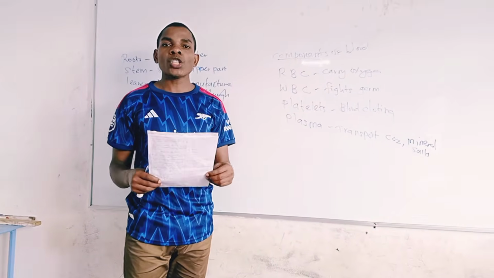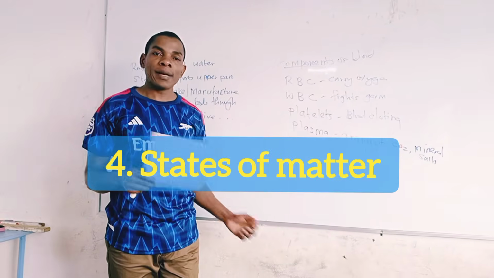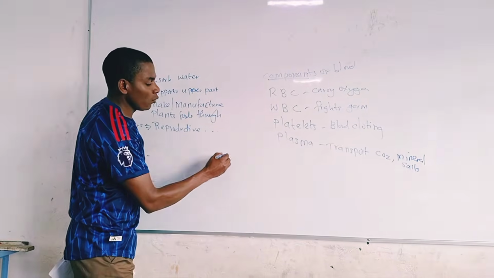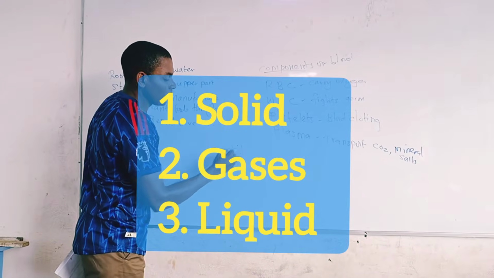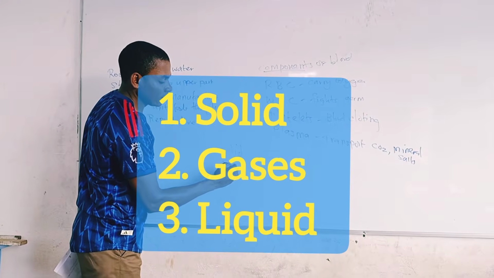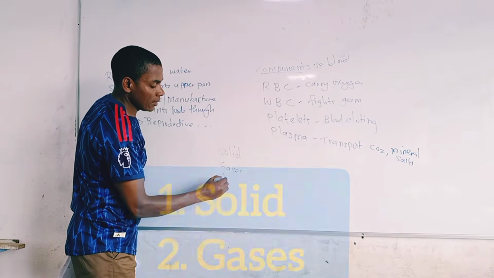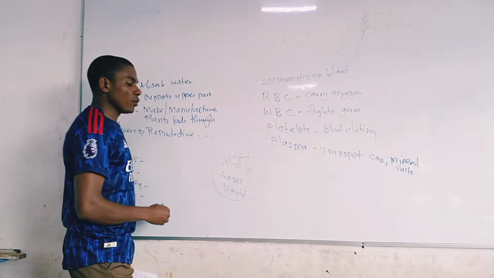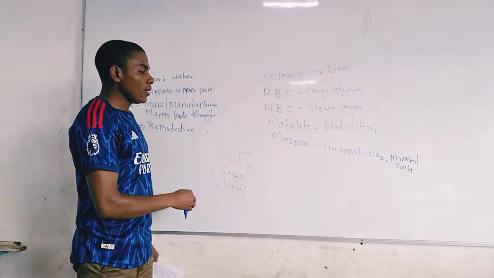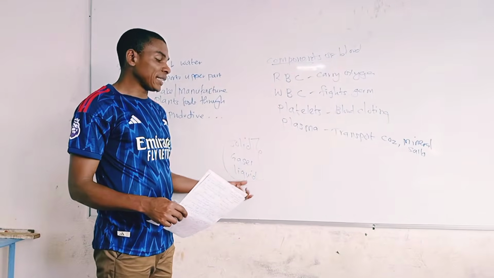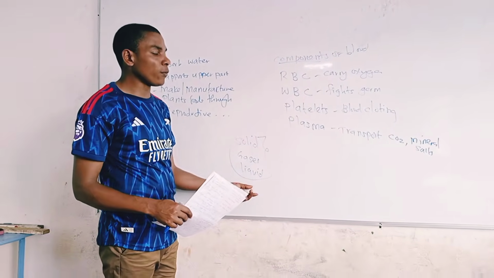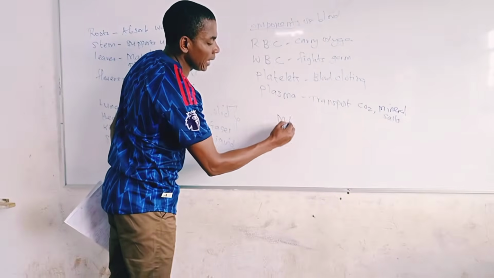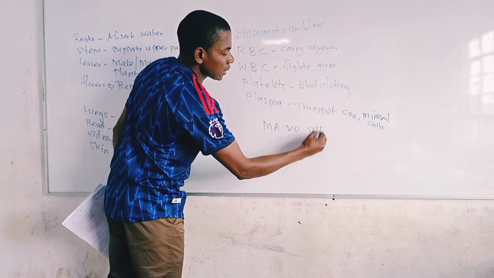Then question 4 can come from the states of matter. How many states of matter do you know? We have solid, gases, and liquids. So these are the states of matter. We have 3 states of matter. Then you can be asked the properties of these 3 states of matter. If you remember that formula, we say ma, vo, sha.